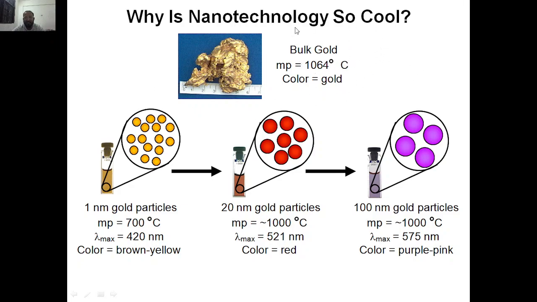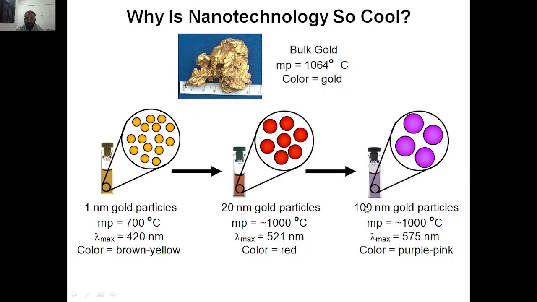So imagine at bulk we have the color as gold, and melting point as 1064 degrees Celsius. Whereas if I reduce that to 100 nanometer, I get an almost similar melting point, only 64 degrees changes, but lambda max is around 575 nanometer, and the color is purple pink. Lambda max is nothing but the wavelength at which maximum absorption takes place.